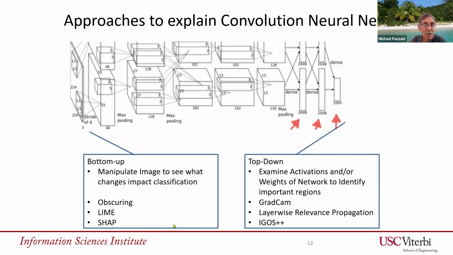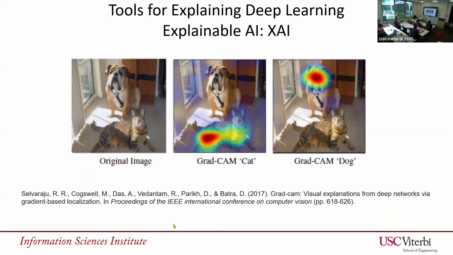Alternatively, there are some bottom-up approaches that manipulate the image and propagate forward and see how that manipulation changes the classification. Things like obscuring or LIME or SHAP, which in some ways is LIME with a little bit more sophisticated mathematics behind it. But as I'm going to argue, if it's not worth doing, it's also not worth doing well. And so there's a lot of math behind that, but I'm going to argue that we maybe should be doing something else.